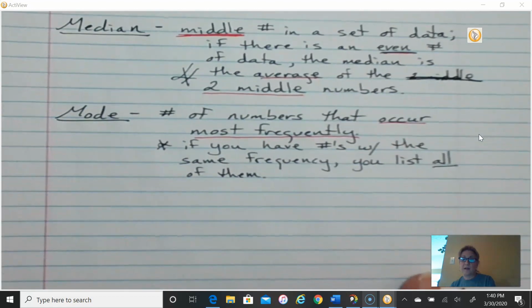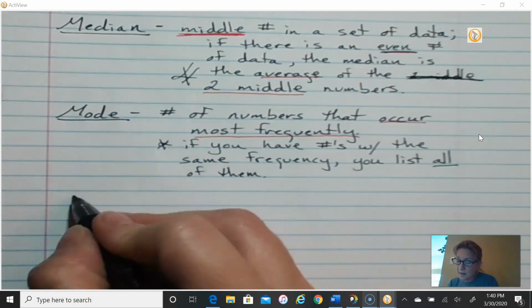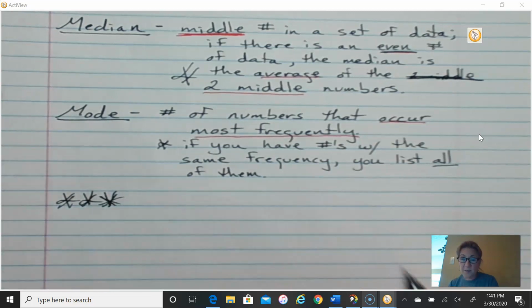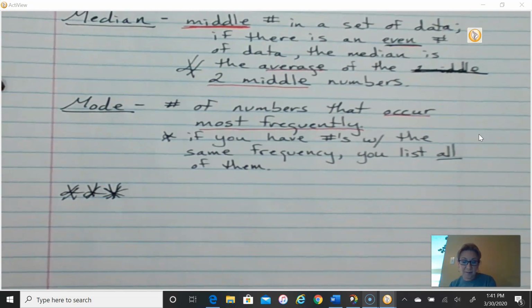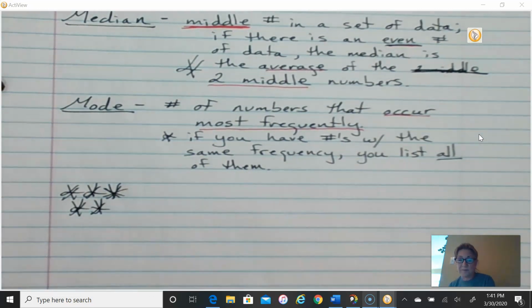Okay? So if you had 3 2s and 3 6s and 3 12s, you would list each of those because they all have the same frequency. And we're going to do some examples. Okay, one more thing before we actually get started on examples. Notice the 3 stars. This is important. Very important. I'm going to put some more stars there.